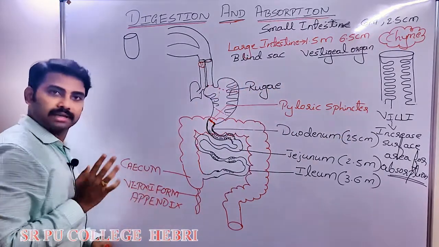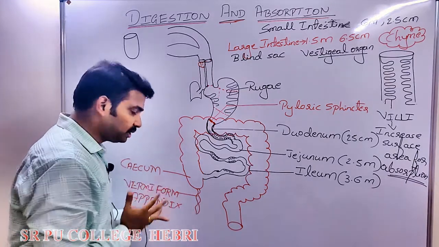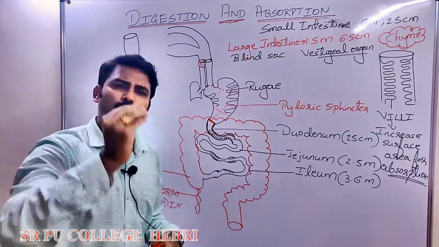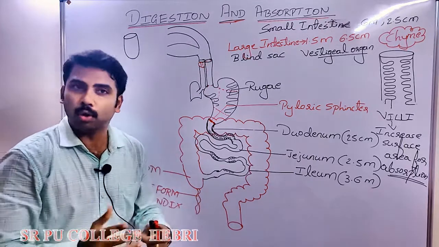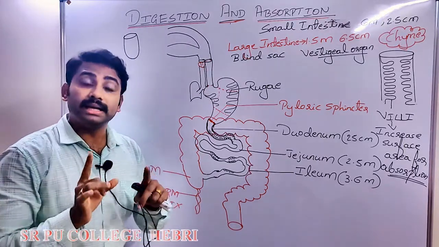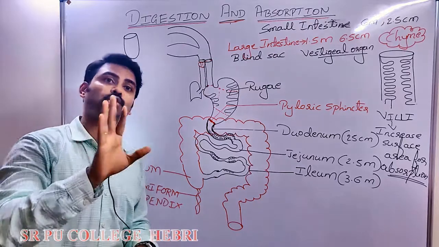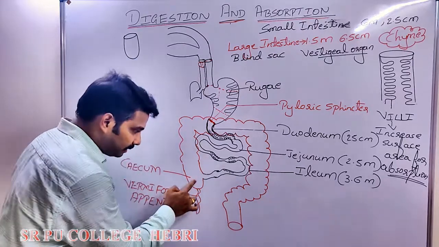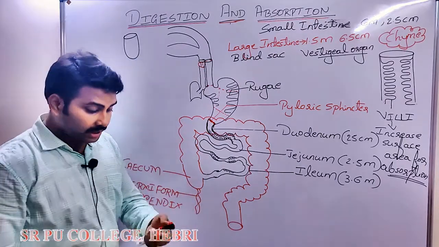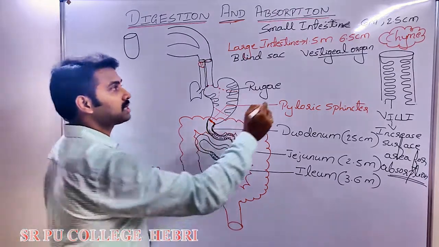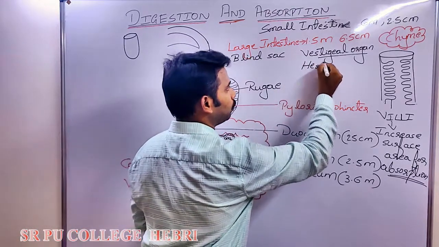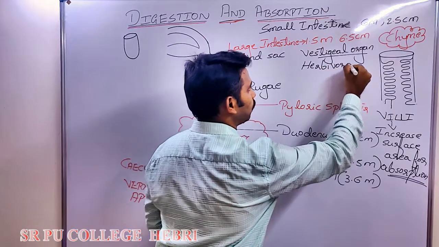Cecum and appendix, in humans, they are vestigial. Their function is very, very minimum. You can't say no, very, very minimum. It is not serving the actual purpose. Whereas the same two structures in case of herbivorous mammals. In whom? Herbivorous. What about you?